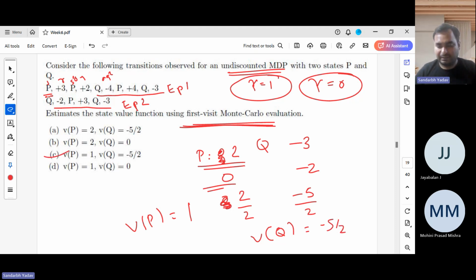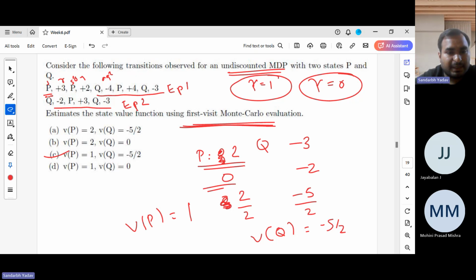Is there any doubt in this? This is first visit. What happens if you have been asked to calculate the state value function using second visit? Then for P you will start from the second visit, and for Q you will start from here. In a similar manner you can do for other episodes also. So is it clear? Option C is the correct answer for first visit Monte Carlo. Now I'll check the chat, I think something is there.